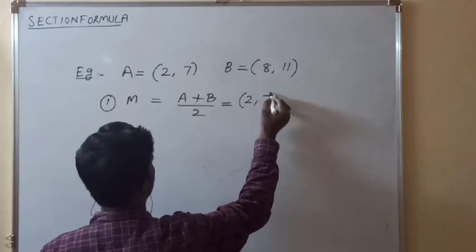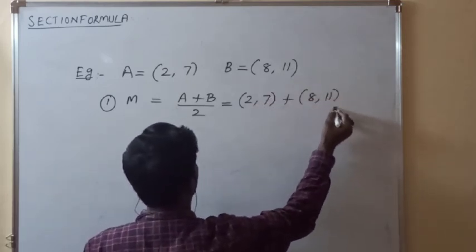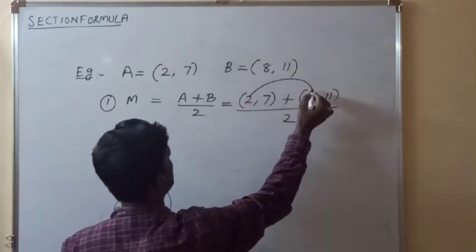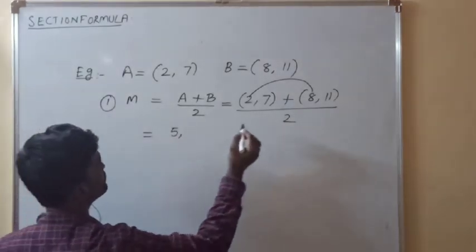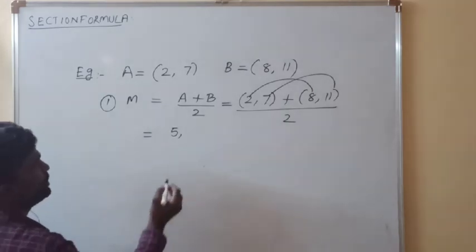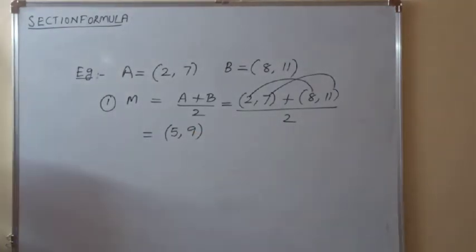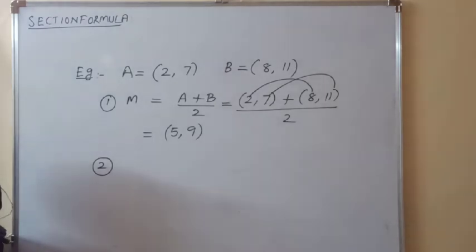A plus B by 2 means what you will get? A is (2, 7), B is (8, 11), divided by 2. So 2 plus 8 is 10. 10 by 2 is 5. 7 plus 11 is 18. 18 by 2 is 9. So the coordinates of midpoint of the segment AB are (5, 9).